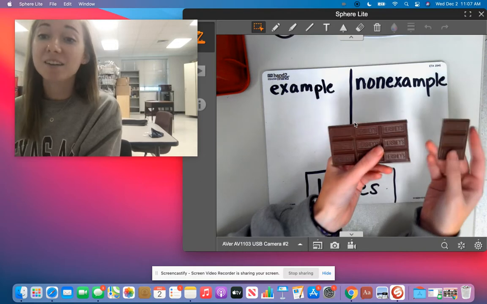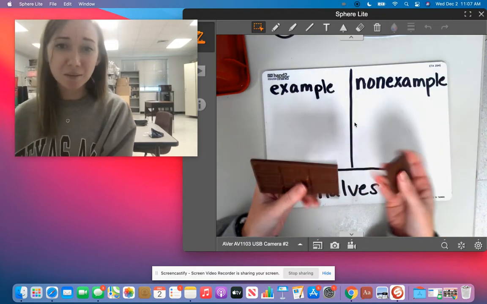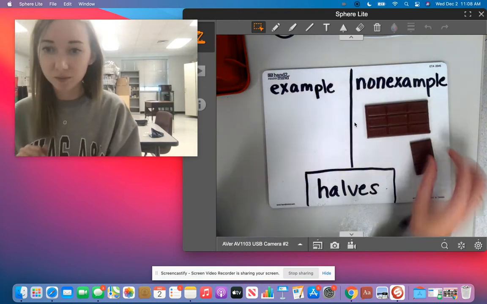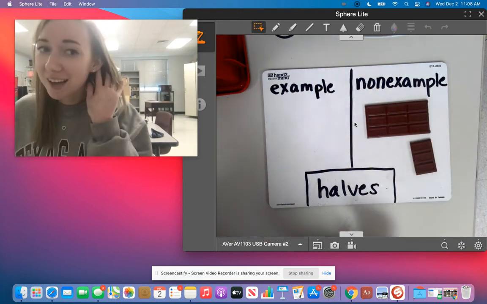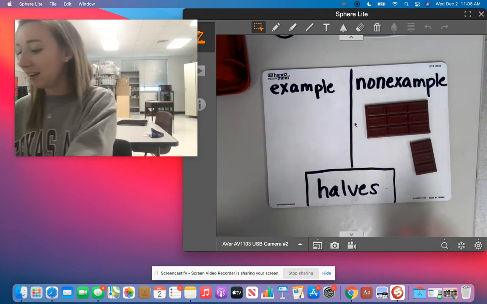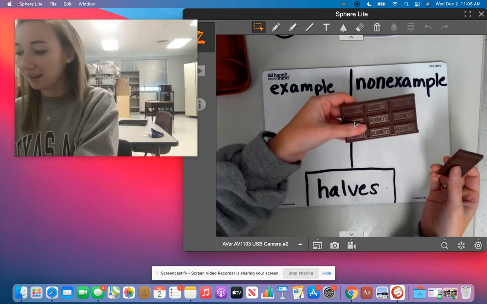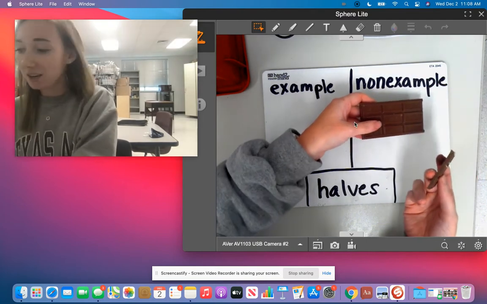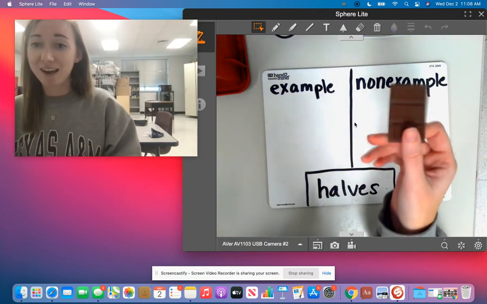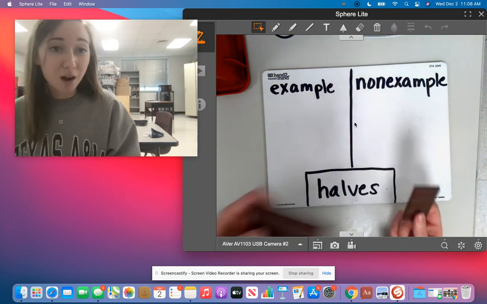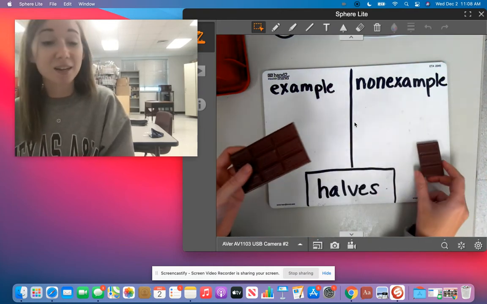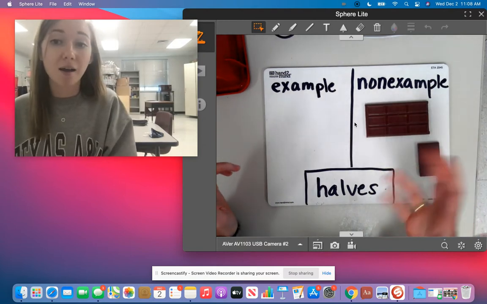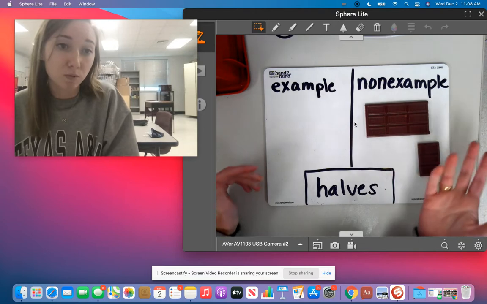This is a non-example of halves. Can you guys tell me why this is a non-example of halves? Why does this go over here? What was that? Because it's not equal, right? Because it's not equal parts. If I said here, you get to have this half and I'm going to have this half, you probably would think that's not fair, Miss Sigler, because those halves are not equal. So they're not halves actually, because they're not equal. Those are just 2 parts.